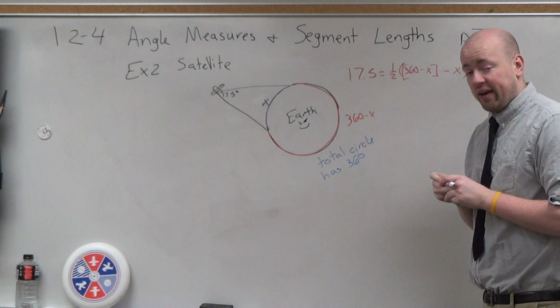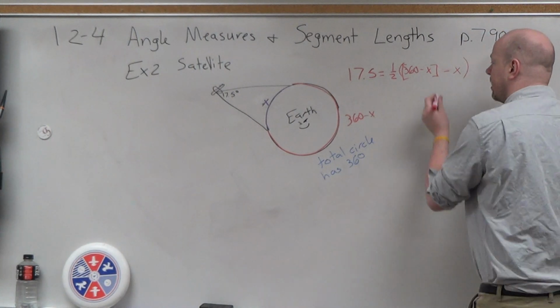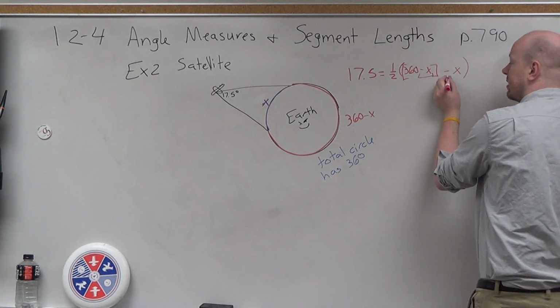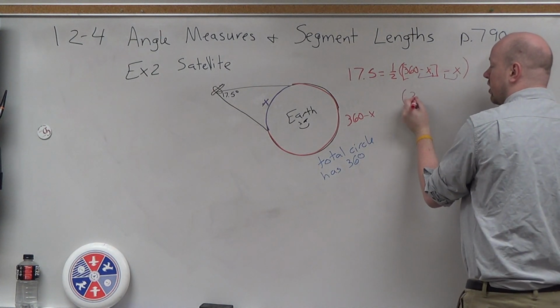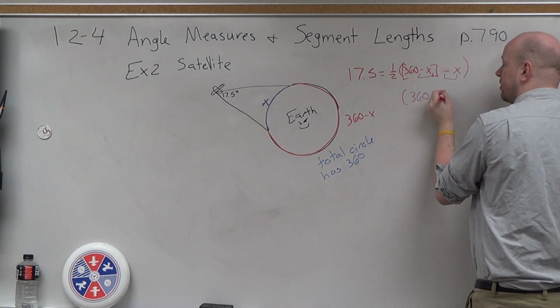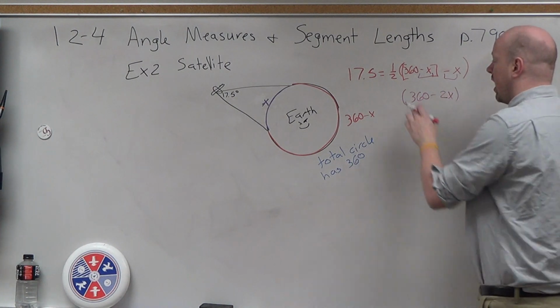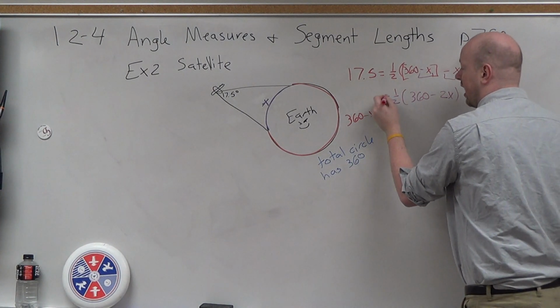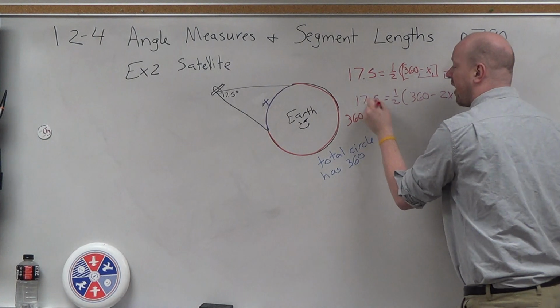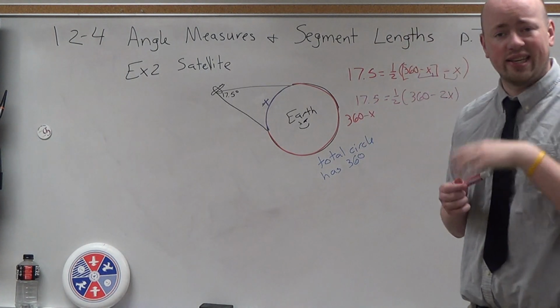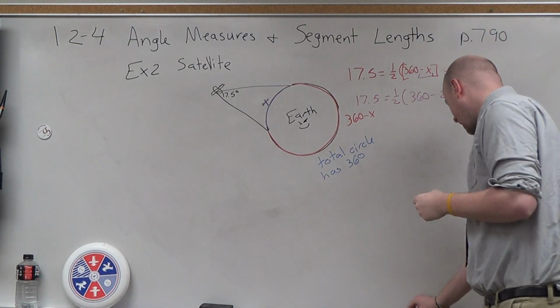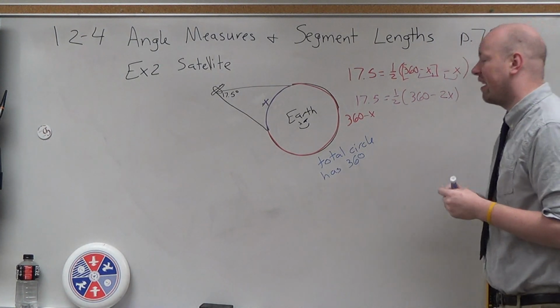Well, thankfully I have some like terms that I can combine. I can combine a negative x and a negative x. So my parenthetical expression is now 360 minus 2x. And I still have my 1/2. And I also have my 17.5 out there. I haven't done anything with it. Okay, now we're in familiar territory. How can I get rid of my 1/2?